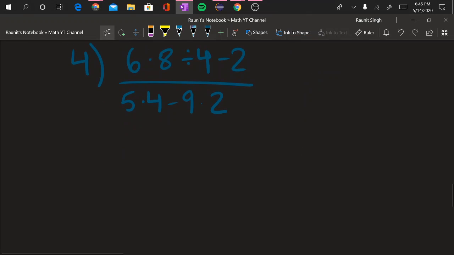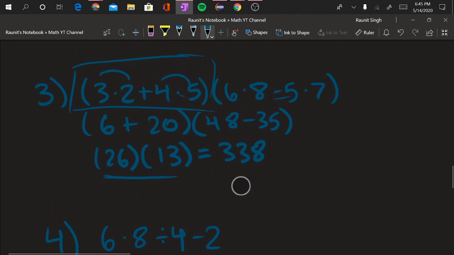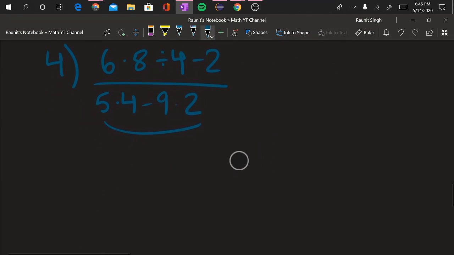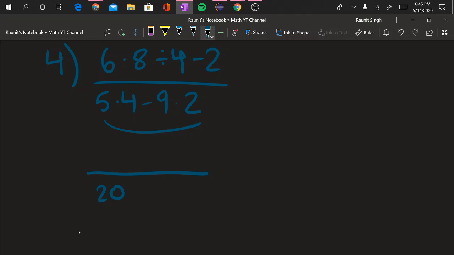Okay, moving on to the next example. We have 6 times 8 divided by 4 minus 2, all of that over 5 times 4 minus 9 times 2. So this bottom part is really easy because we did a similar example right here, 6 times 8 minus 5 times 7. We're going to do the 5 times 4 multiplication first. Just put a denominator sign there. So 20 minus 9 times 2, 18.